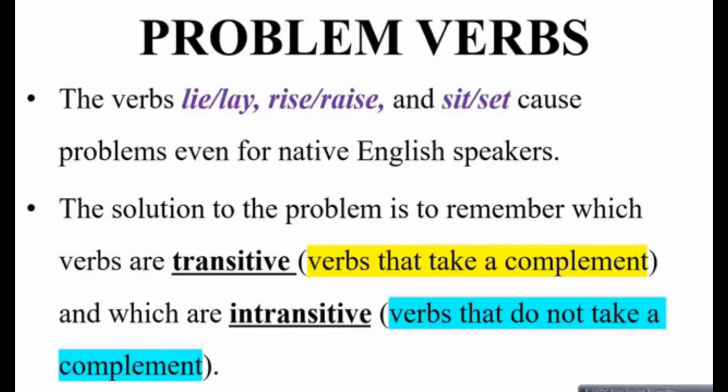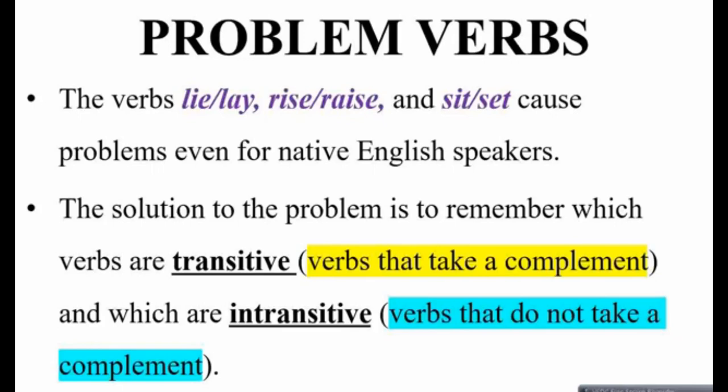These are actually the problem verbs because they cause problems even to the native speakers. The solution to the problem is to remember which verbs are transitive and which verbs are intransitive. इन verbs को इस्तेमाल करते हुए even the native speakers are in trouble. और इसकी जो basic key है to understand the difference, आपको ये clarity होनी चाहिए कि what are the transitive verbs and what are the intransitive verbs.